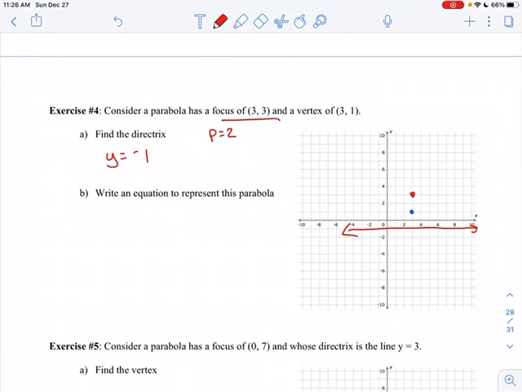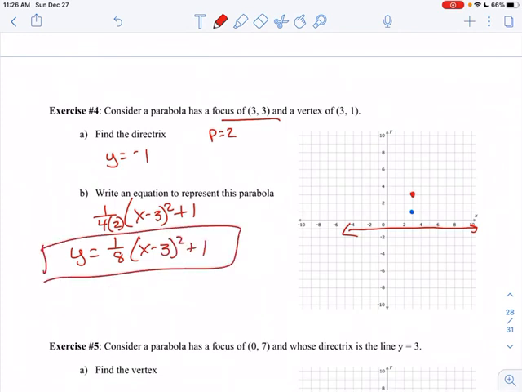And write an equation to represent this parabola. It's opening upwards, so it's going to be 1 over 4p, p is 2, (x minus 3) squared plus 1. So it's really just 1/8 (x minus 3) squared plus 1. Done.